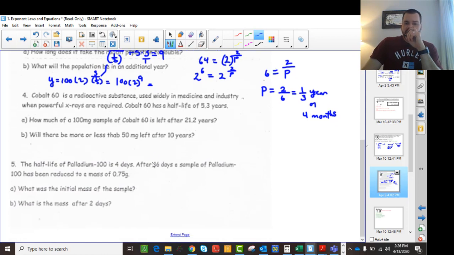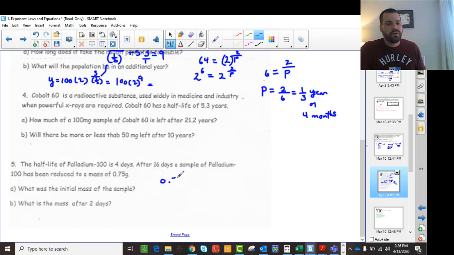Okay? I'm going to do one of these because it's a half-life question. So let's just do number 5. It says the half-life of palladium 100 is 4 days. After 16 days, a sample of palladium 100 has a mass of 0.75 grams. So we know we have 0.75 grams at the end of it. We have A, then the base becomes 1/2, right? Because it's half-life. And it says the half-life is 4 days, so that's P, and it's been 16.